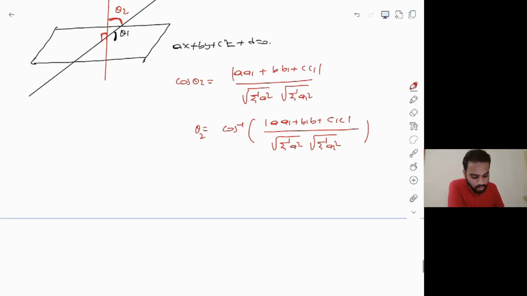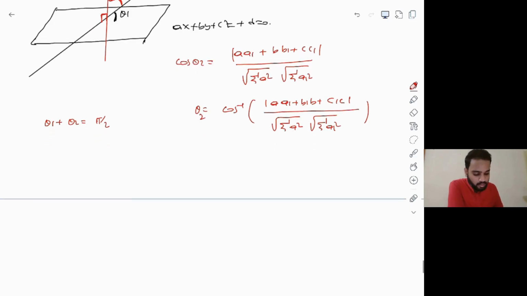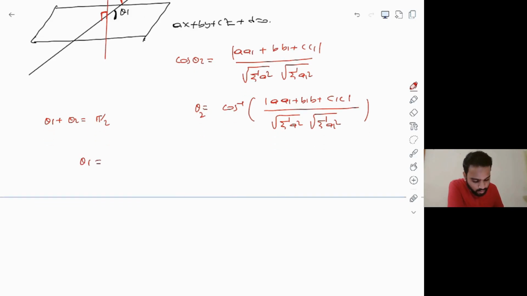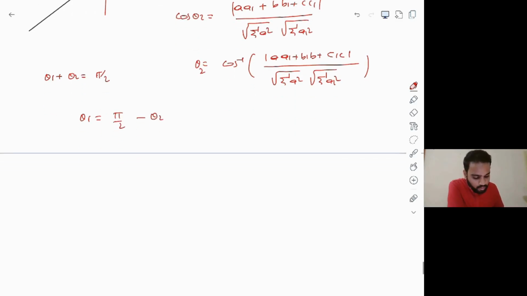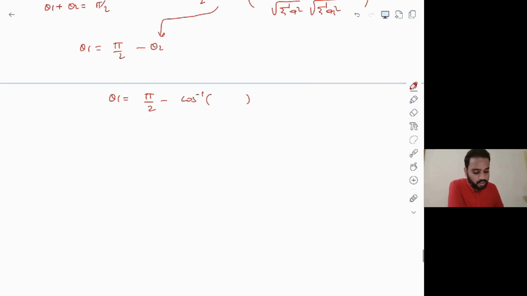But what's the pure observation here? That theta 1 plus theta 2 is equal to 90. So what is our required angle from here? Theta 1, which is nothing but pi by 2 minus theta 2. If you substitute theta 2 here, theta 2 is cos inverse of some function. But we know from inverse trigonometry, pi by 2 minus cos inverse of x is nothing but sine inverse of x. So finally, we get our required angle.